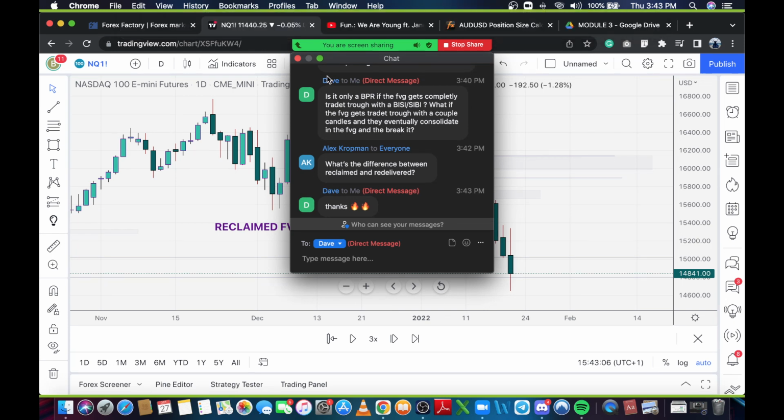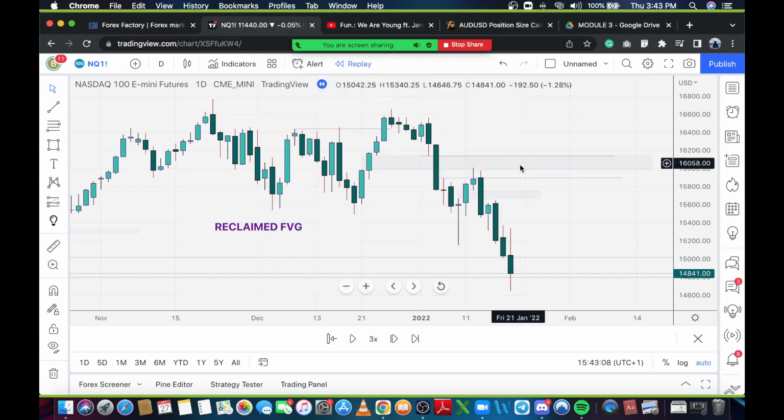Awesome, bro. What's the difference between reclaimed and redelivered? So this is going to be called redelivery. The moment we trade down into this is called redelivery. The moment we trade through, this is called a rebalance or rebalancing. So the act of the market trading down there is redelivering, the inefficient delivery there.